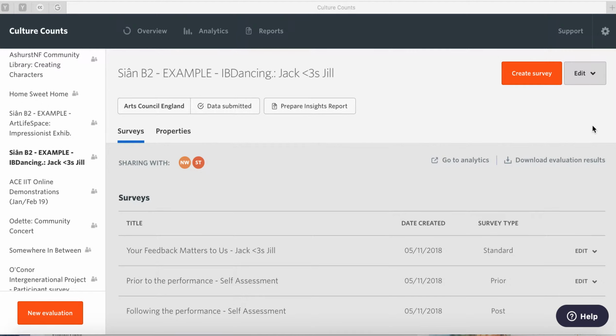Thank you very much for joining us today as I am talking through using the Culture Counts platform as a user of the Impact and Insight Toolkit.